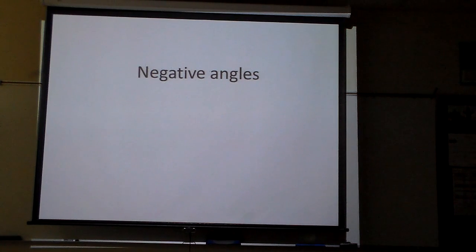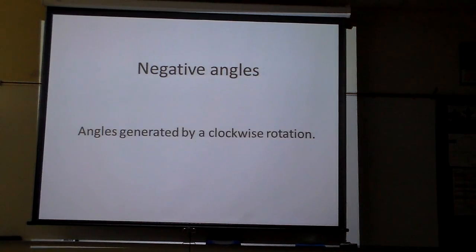So if positive is counterclockwise, what do you think negative angles are? Ones that rotate clockwise. And if you think about it, when you're at standard position on the x-axis, if you rotate counterclockwise, the first values you have are positive. And if you go clockwise, the first values you have are negative, because y is negative there.